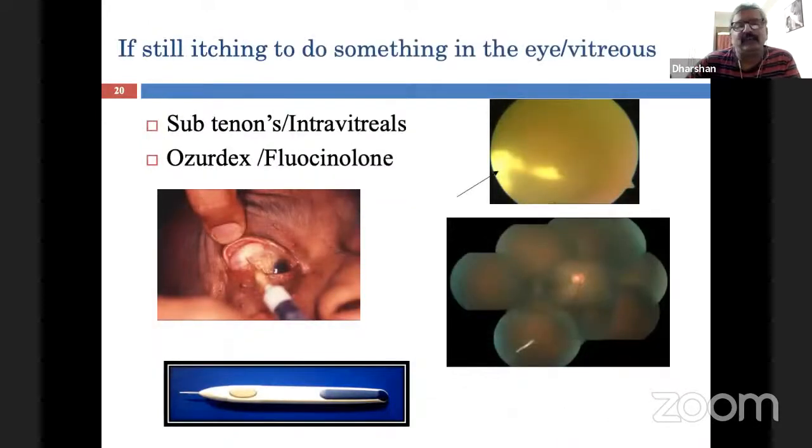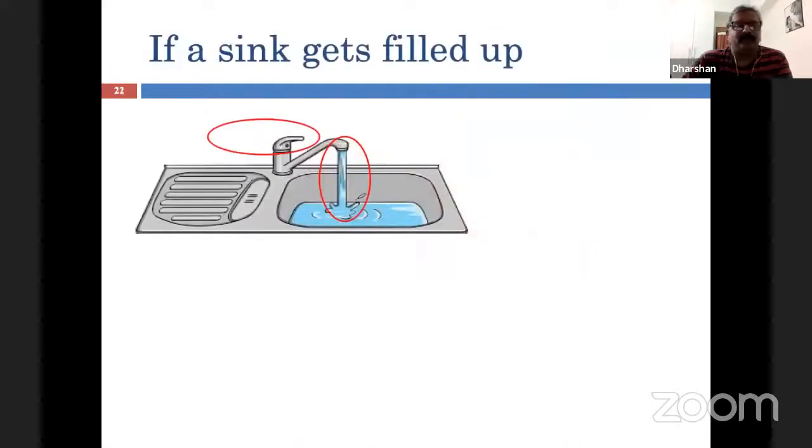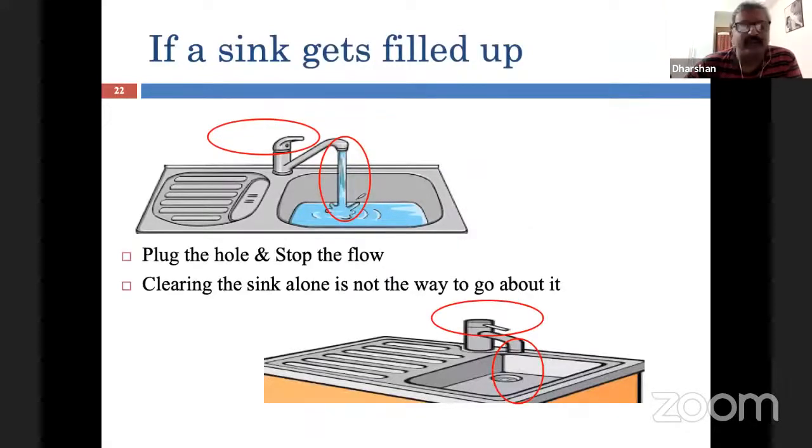So, if you're still itching to do something in the eye, then probably you can think of giving subtenons, intravitreal or Ozurdex or fluocinolone. They say if a sink gets filled up, then it's important that you plug the hole and stop the flow. There's no point just clearing the sink alone, and that's not the way to go about it.